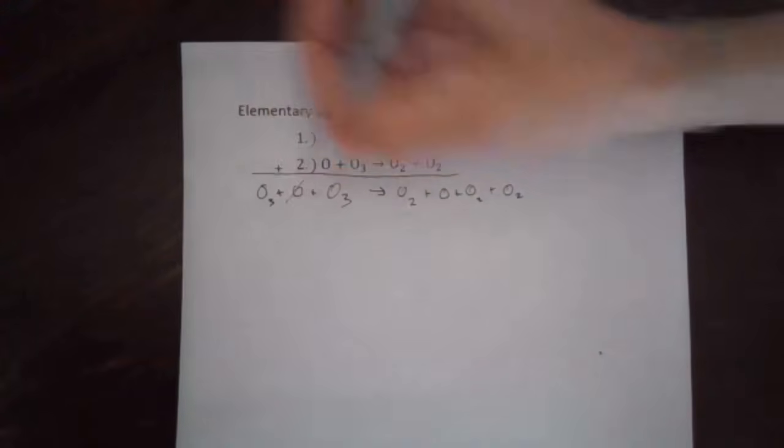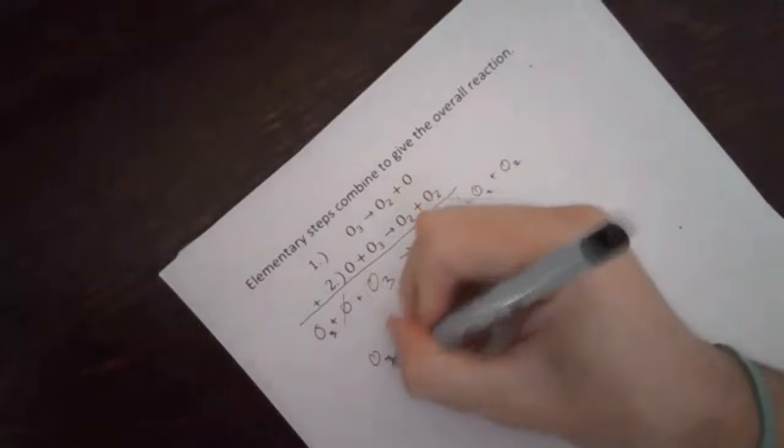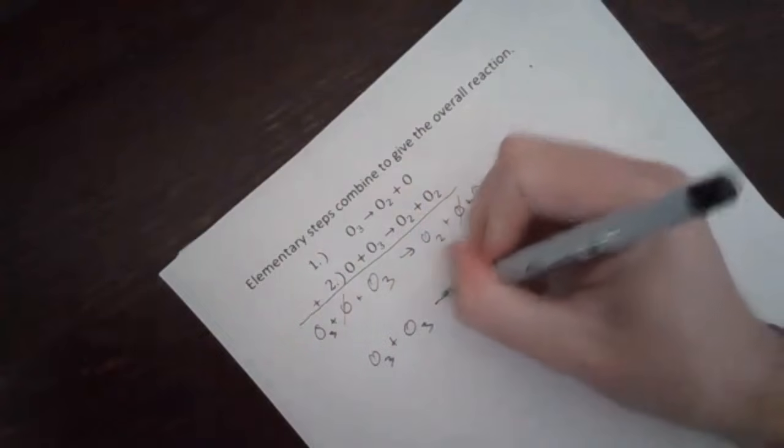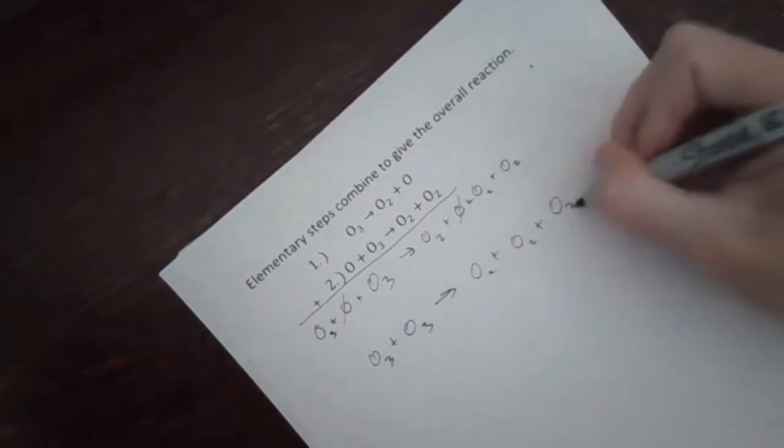So I can see that the O atom shows up on both sides of the equation. I don't want that. With chemical reactions, we want to be showing change. So I want to simplify, cancel out anywhere that I see the same thing on both sides of the equation. Let's write out what we got now. So we'll cancel that out. So I got O3 plus O3 becomes O2 plus O2 plus O2.